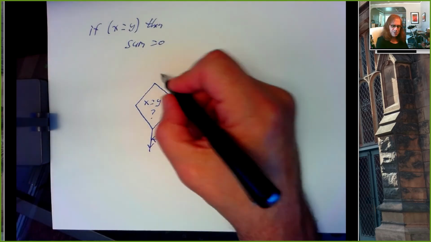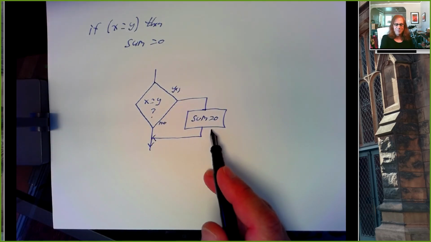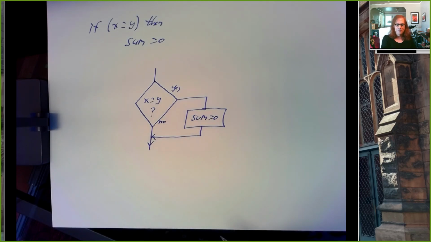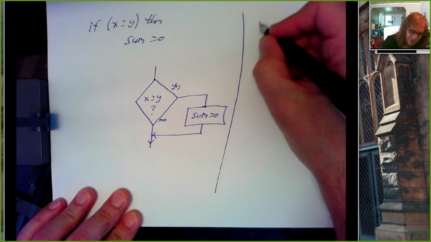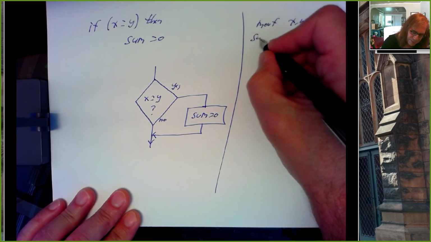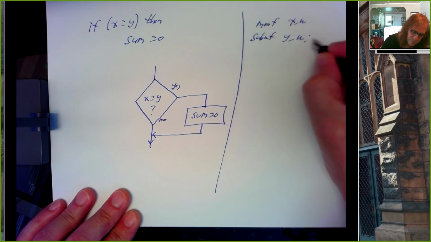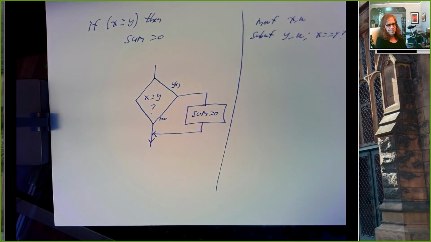All right, so pretty straightforward. If X equals Y, then we're going to come over here, we're going to set the sum equal to 0. If it's not equal to Y, we're just going to fall through. So how can we code that in assembly language? Let me put the start here. So there's my comment. Is x equal to y?